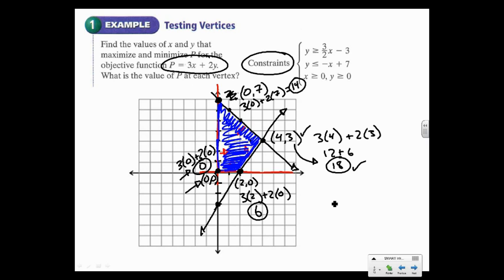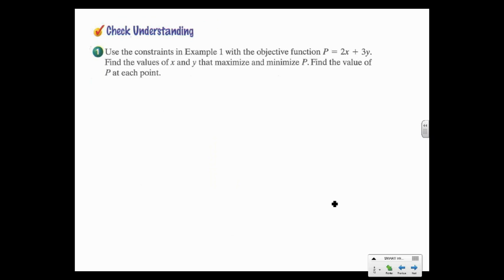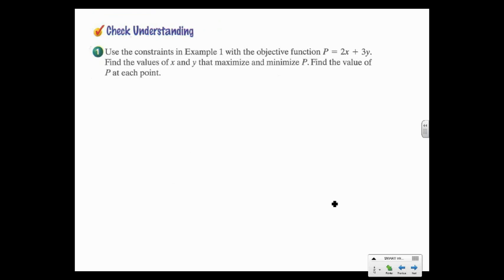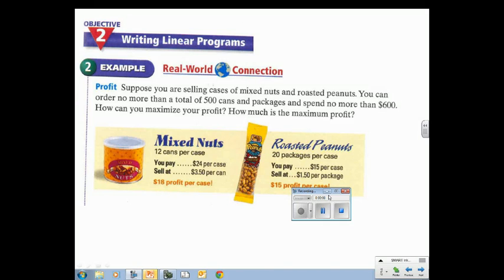Okay? All right, so go ahead and go back in there, and we're going to change up the constraints. We're going to take the same graph, but instead of doing 3x plus 2y, switch it up so it's 2x plus 3y. All right, so find the new vertex values, and figure out which one maximizes and minimizes.